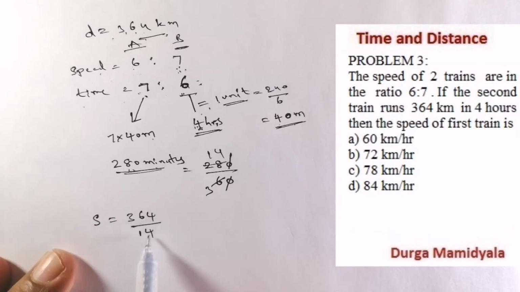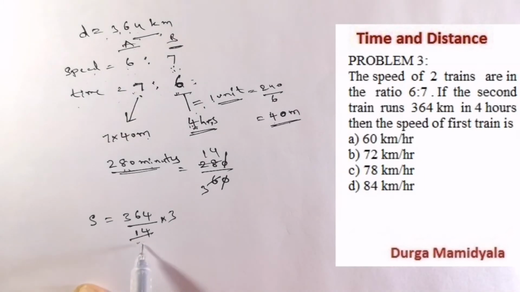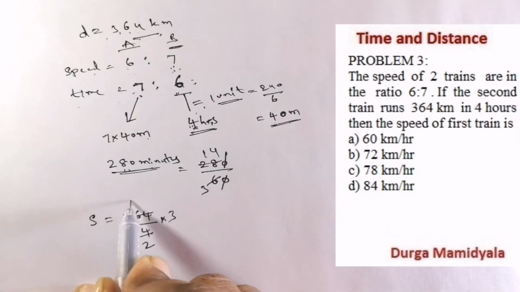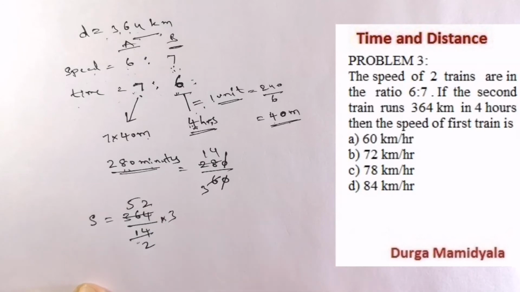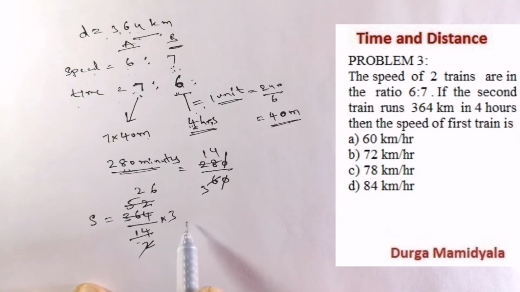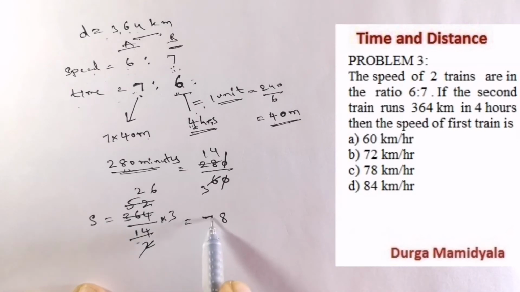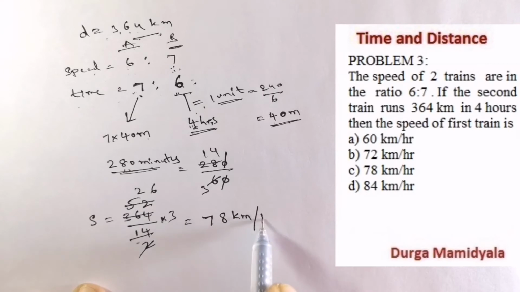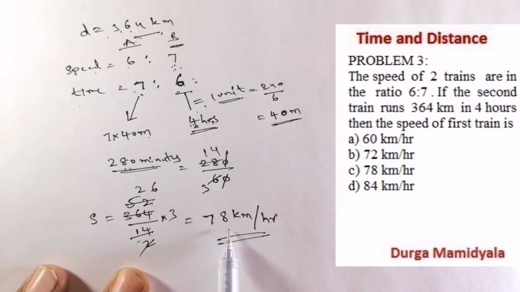So the 3 is going to go to the top, right? So 14, 7 2s are 14, 7 5s are 35, and 7 2s are 14, giving 26. Then 26 into 3: 6 3s are 18, 3 2s are 6, giving 78. 78 kilometers per hour. So that is the answer, right? So let us move to the next problem.